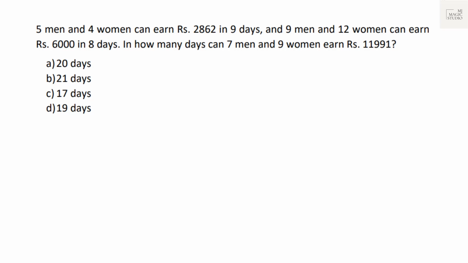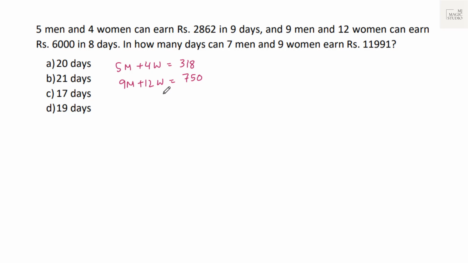What a session without time and work. A classical take is on your screen. Give it a try. Five men and 4 women earned 2862 in 9 days. It means 5 men and 4 women earn 2862 divided by 9, that is 318 rupees in 1 day. And 9 men and 12 women earned 6000 rupees in 8 days. So 6000 by 8 is 750. This is their one day earning pattern.